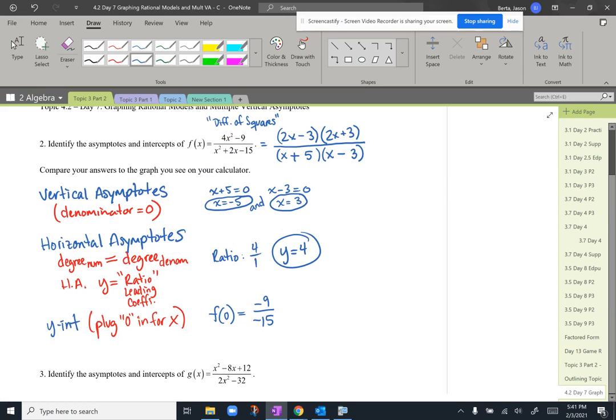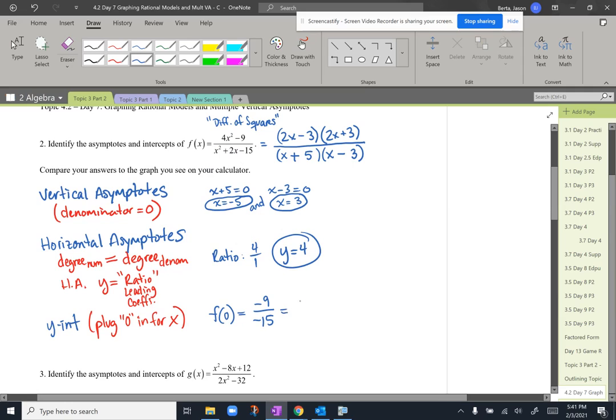Now this can be simplified. -9 over -15 can be simplified if we divide both the top and bottom by -3. We get 3/5. So that tells me that our y-intercept is 0, 3/5. And the last thing we want to find are the x-intercepts, also known as the zeros. For those, we're looking for what is going to make the numerator equal to 0.